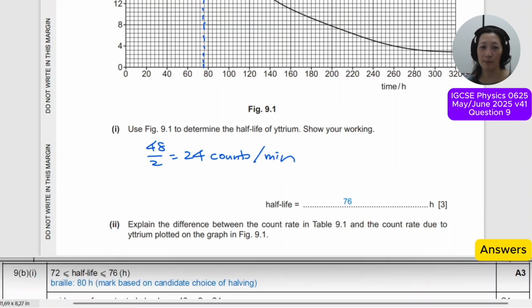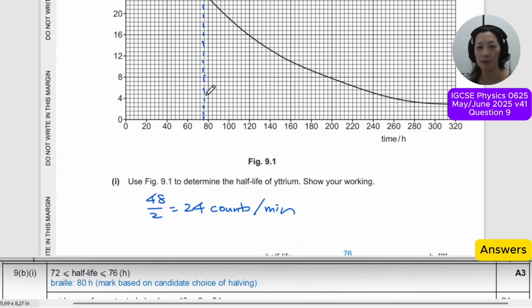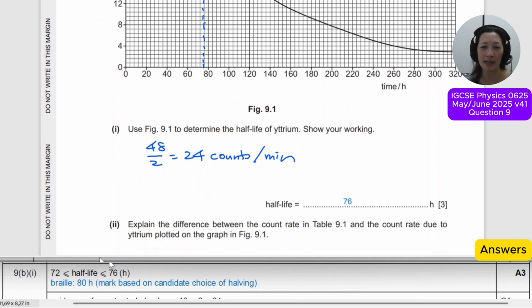Now let's check the mark scheme. So the mark scheme is quite lenient here. They accept a half-life value from anywhere between 72 to 76 because actually if you zoom in, you'll find that the value for 24 counts per minute is somewhere in between. So as long as you get the number between 72 and 76, you would still get the full 3 marks in this case.